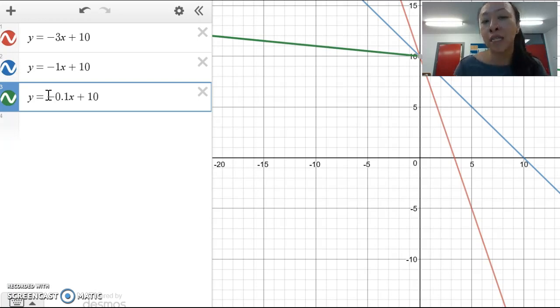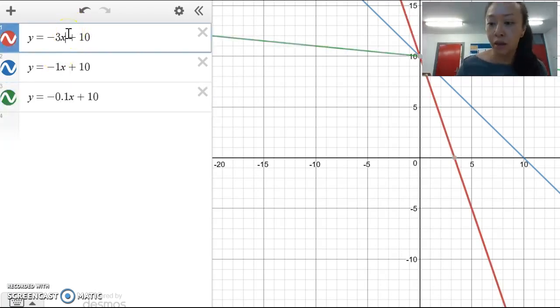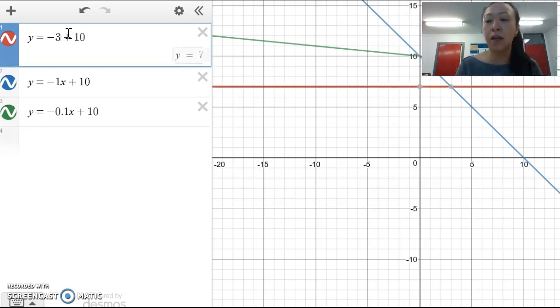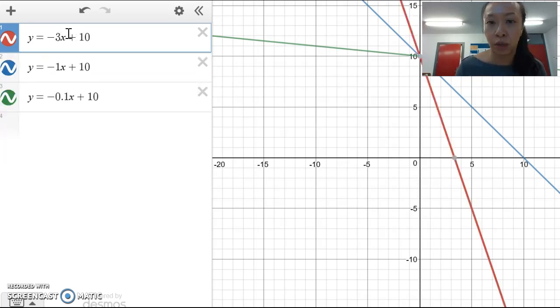What if we accidentally forgot to put the x in, let's say, my red line? Okay, if I've accidentally forgotten to put the x, you can see that it's now just a straight line. We have to remember to put the x value if we want it to be a slope.